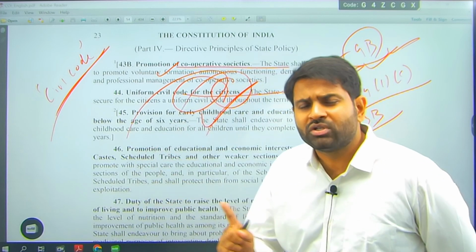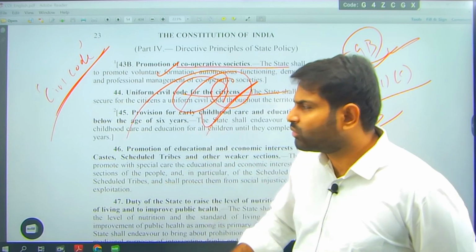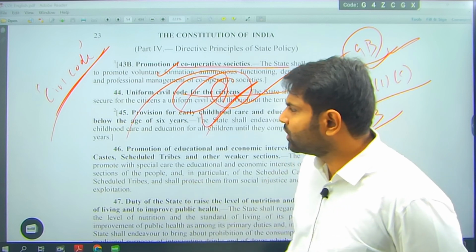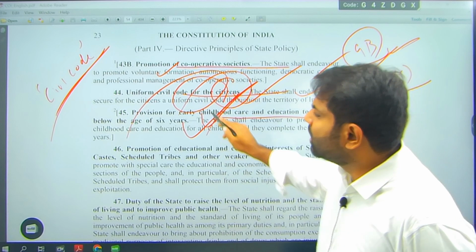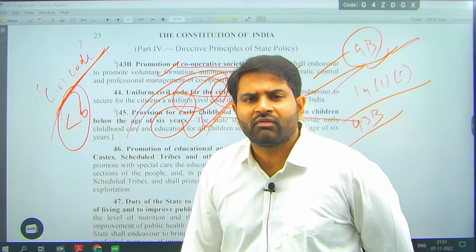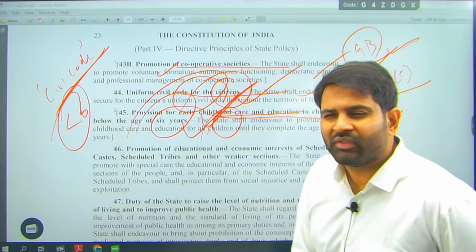We have two types of code, civil law and criminal law. Uniform civil law is what we are trying to achieve. Right? We will not have separate laws for the religion. No religious laws. Then 45 is talking about early childhood care for children below the age of 6 years. Less than 6 years, it is the duty of the parents to take care of the children, right? Provision of early childhood care is the duty of the state.